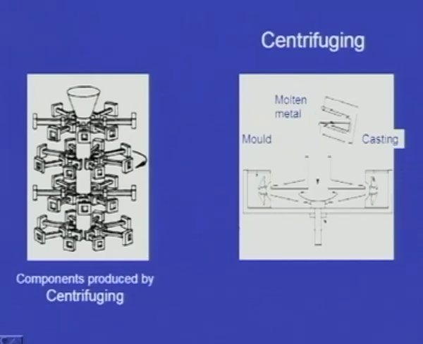Here we can manufacture a number of small components at a time. So this is the centrifuging process, the third type of the centrifugal casting process.